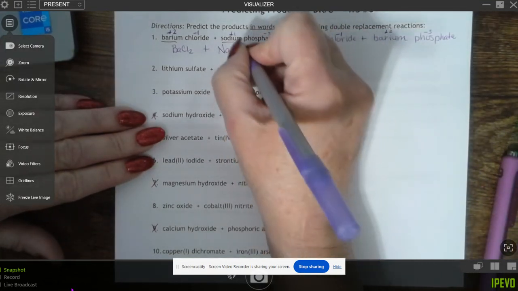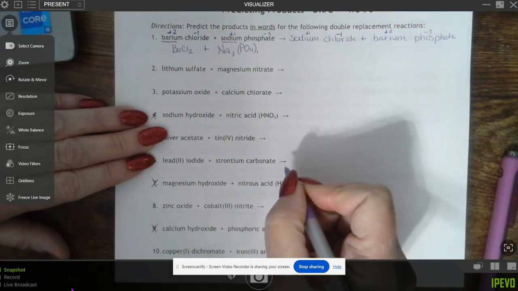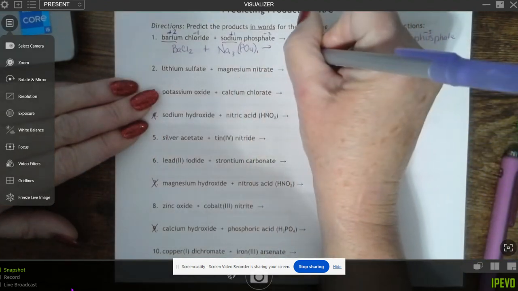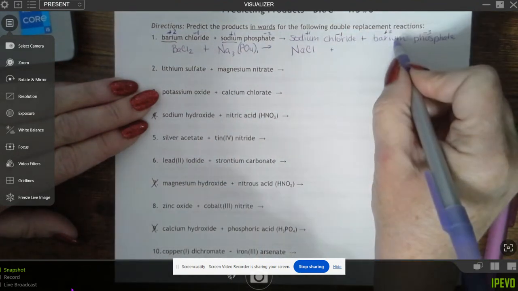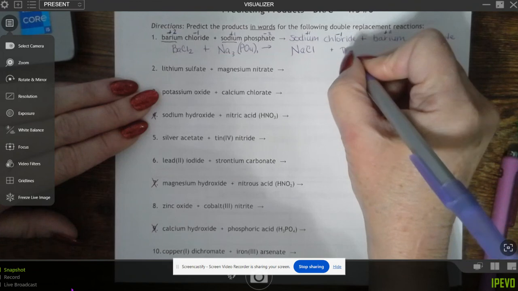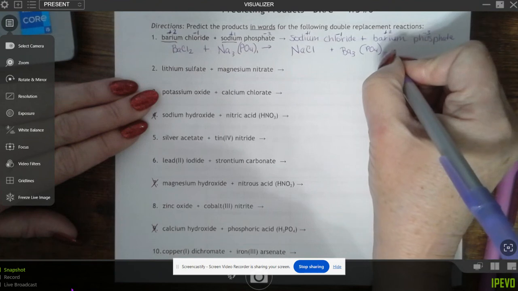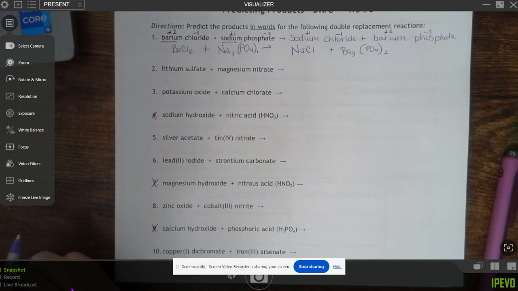So it's going to be Na3PO4. And if you want to put it in parentheses and put a 1 after it, I'm not going to count it wrong. Those are going to produce sodium chloride, which is NaCl, plus barium phosphate, which is going to be Ba3(PO4)2. Now, we are not going to talk about what state of matter these are in. We'll get to that later this week. For right now, I just want to predict the products.